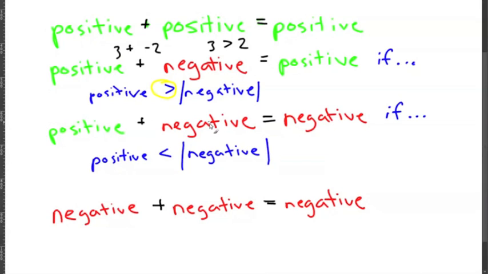A positive plus a negative is negative if the positive is less than the absolute value of the negative. So say we're looking at, let's do 4 and negative 5. 4 plus negative 5. 4 is less than the absolute value of negative 5 because the absolute value of negative 5 is 5, and we know that 4 is less than 5. Therefore, you're going to get a negative number when you add that positive and negative. And a negative plus a negative is always a negative.